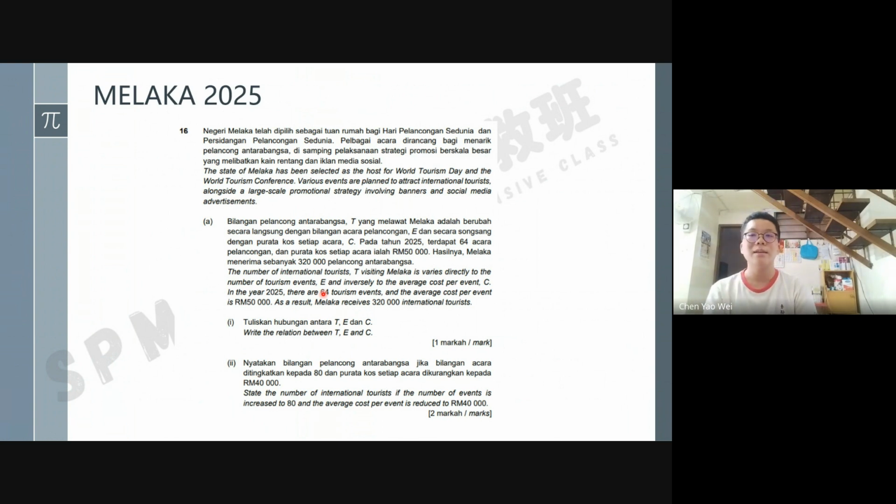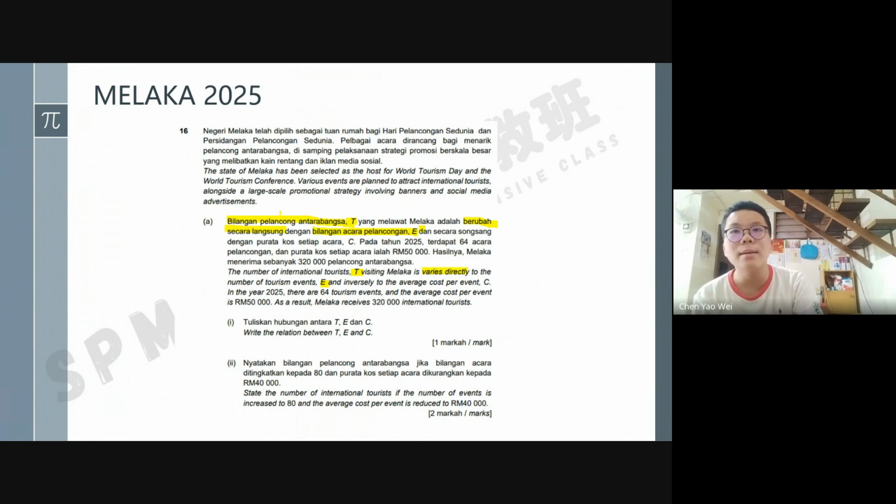I think this one you need to see. Just starting, see the question carefully here. That is an important thing. Bilangan pelancong antarabangsa T yang melawat Melaka adalah berubah secara langsung. Berubah secara langsung. For T, just put the proportional sign. Bilangan acara pelancongan E. Number of tourism events E.